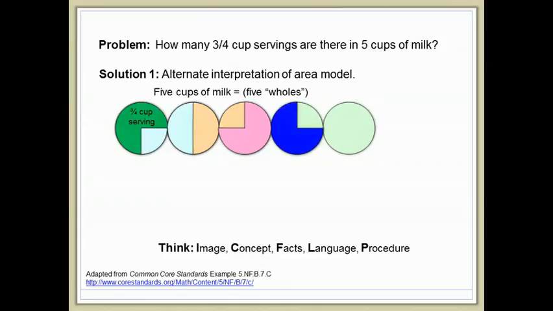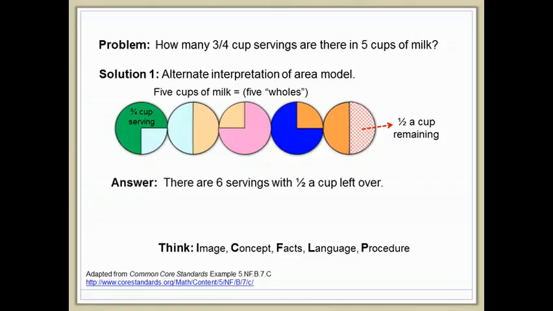3/4 again is a 4th serving. 3/4 again is a 5th serving. We have 1 more time we can fit 3/4 in and get a 6th serving. So here are our 6 servings: 1, 2, 3, 4, 5, 6. And we'll have these 2 quarters, or a half, remaining. And so once again, we get 6 servings with a half a cup left over.